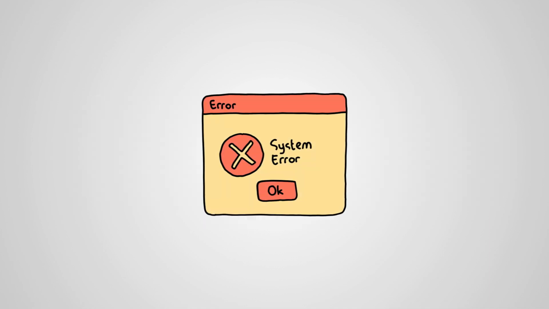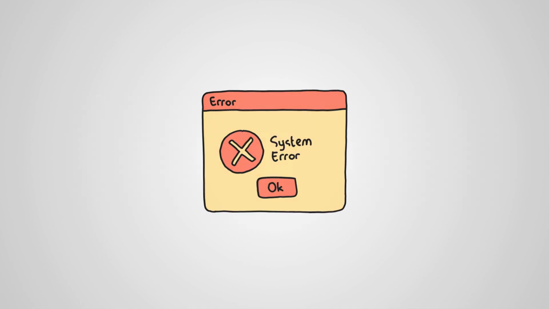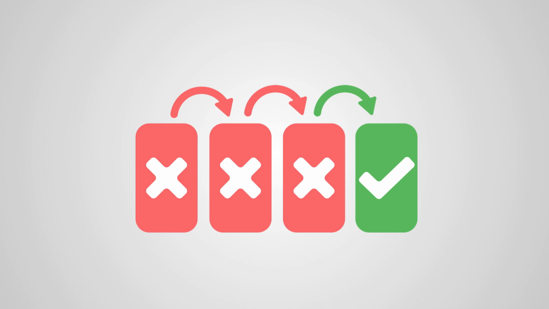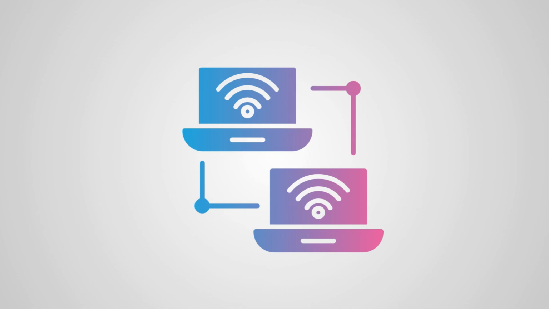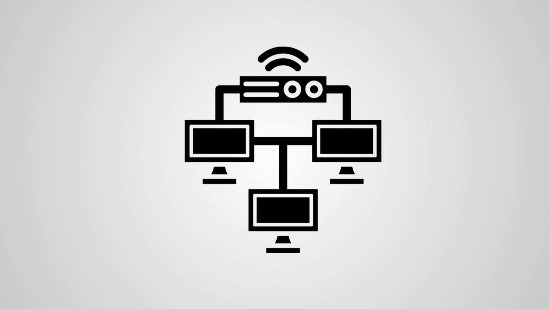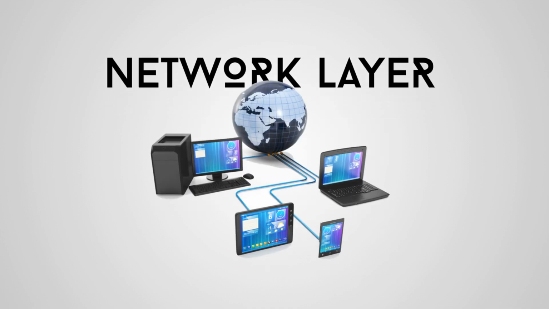This layer also detects errors and controls how devices share the communication medium to avoid collisions. Technologies like Ethernet switches and Wi-Fi operate here. You can think of the data link layer as a local delivery service, making sure data reaches the right device inside the same network.